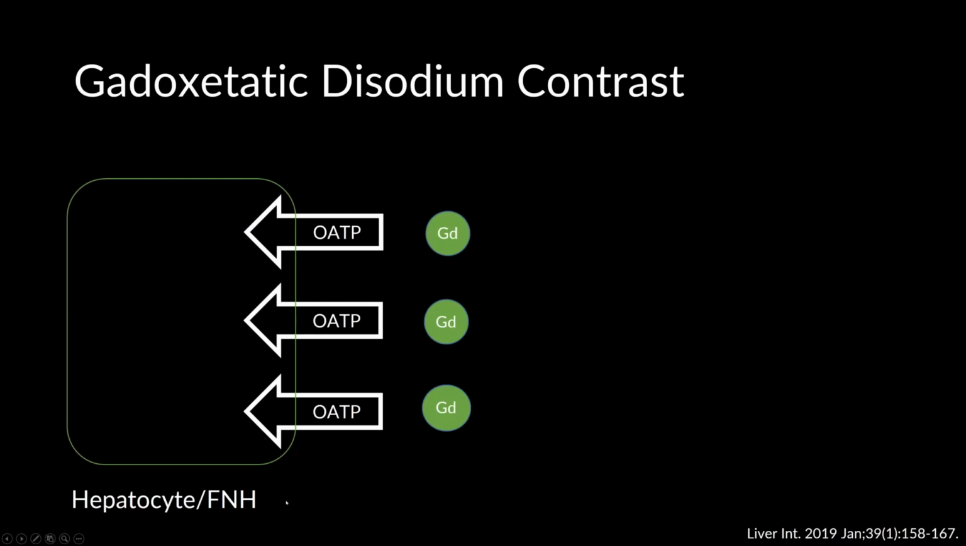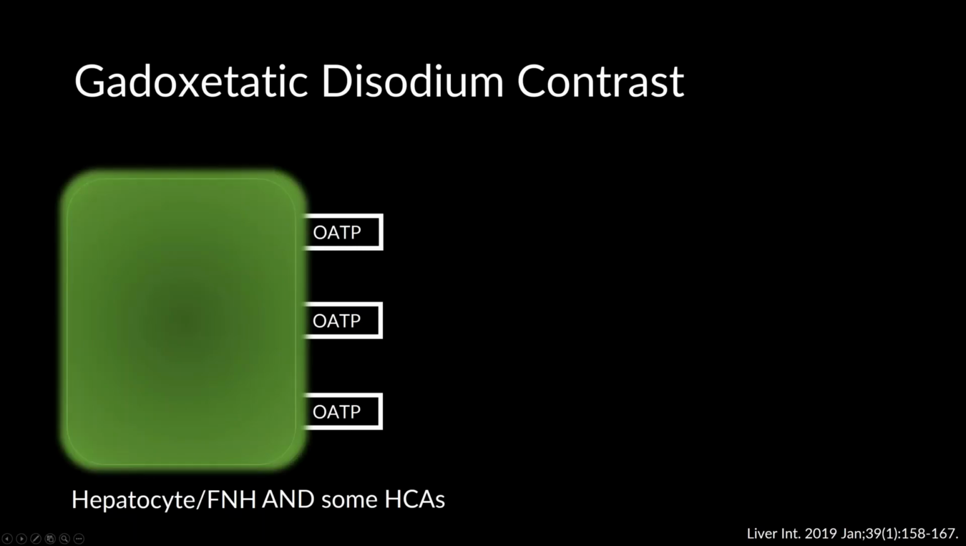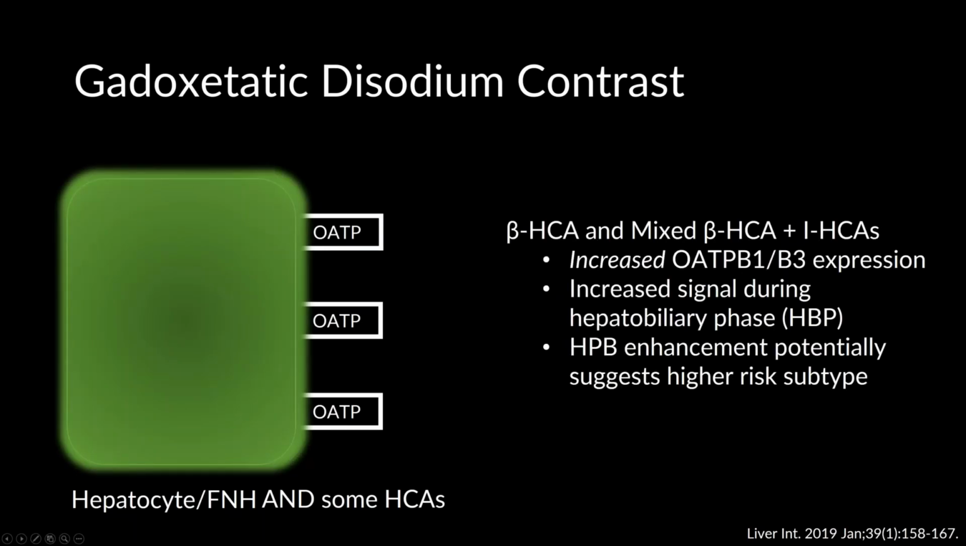So again, this is typical for normal hepatocytes and focal nodular hyperplasias, that they do have the OATP B1, B3 proteins that allow gadolinium in. However, we have now found that some adenomas actually do express the OATP proteins that are needed for the gadolinium, and so they do actually enhance on the hepatobiliary phase. And it is those adenomas that are beta-catenin activated that have this increased OATP B1, B3 expression, and so they do have increased signal during the hepatobiliary phase.